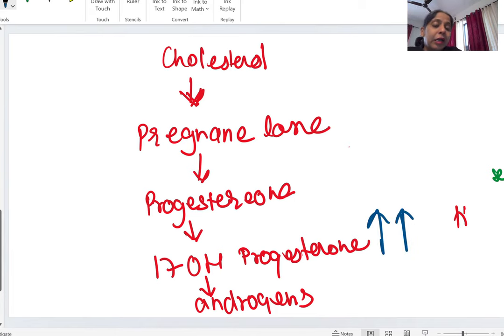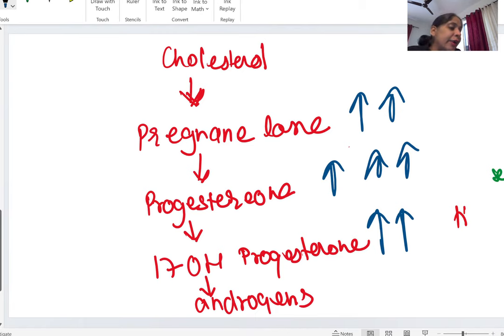This androgen pathway is functioning hyper. Loss of negative feedback is there, so all this will be hyper working. The adrenal gland is functioning day and night, so all these compounds will be maximum, found in excess. So 17 hydroxyprogesterone will be in excess. I think now you got it. That is the answer of question number 30. Is it clear now? Let's take another question.